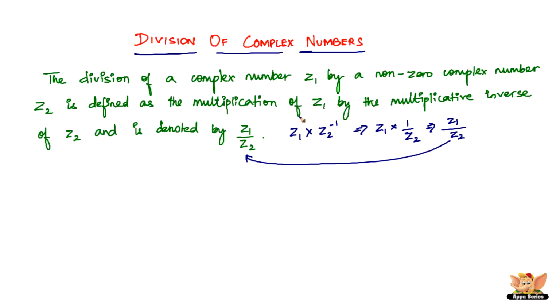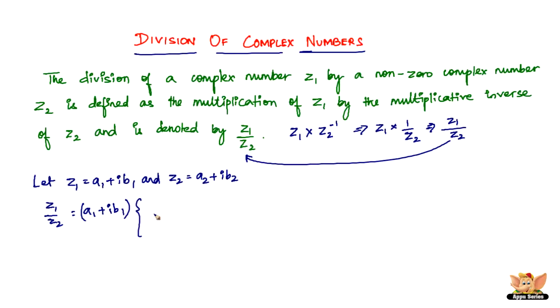Going further, let Z1 equal A1 plus iB1, which is one complex number, and for another complex number we have Z2 equals A2 plus iB2. According to the definition, the division of a complex number Z1 by a non-zero complex number Z2 is defined as the multiplication of Z1 by the multiplicative inverse of Z2, which is nothing but Z1 by Z2. So Z1 by Z2 equals A1 plus iB1, which is Z1, times the inverse of Z2, right?